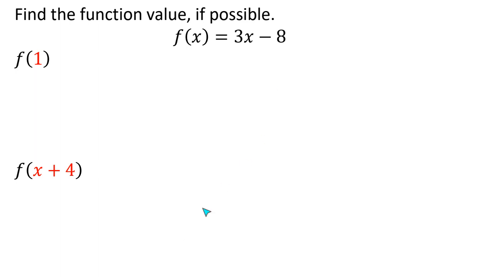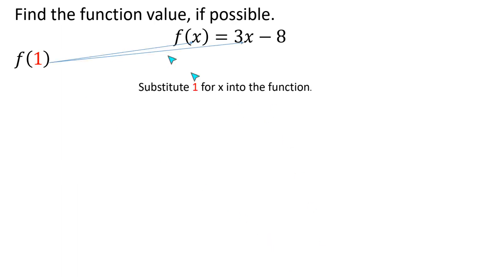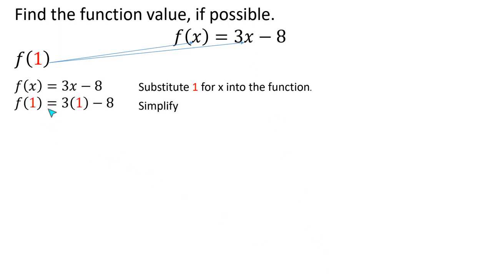All right, so now we're going to evaluate functions. Find the function value if possible. They give us our function and they want us to evaluate f of 1. Anywhere we see an x, we're going to replace that x with the 1. So we end up with f of 1 is equal to 3 times 1 minus 8. Simplify. So we get 3 minus 8 equals negative 5.